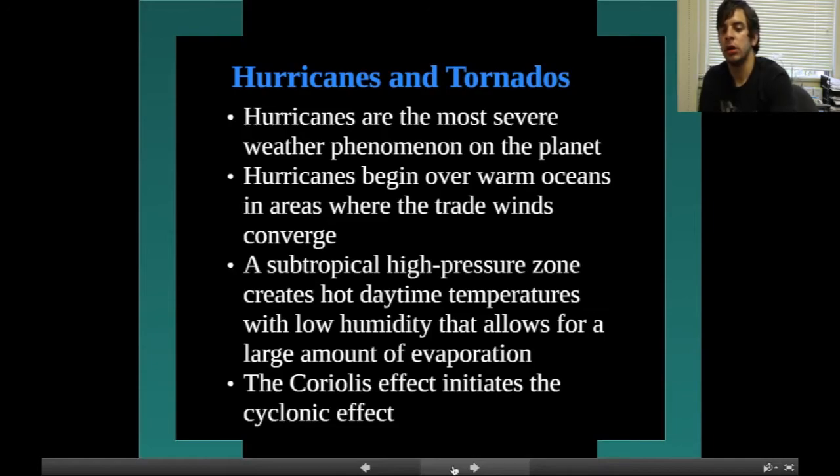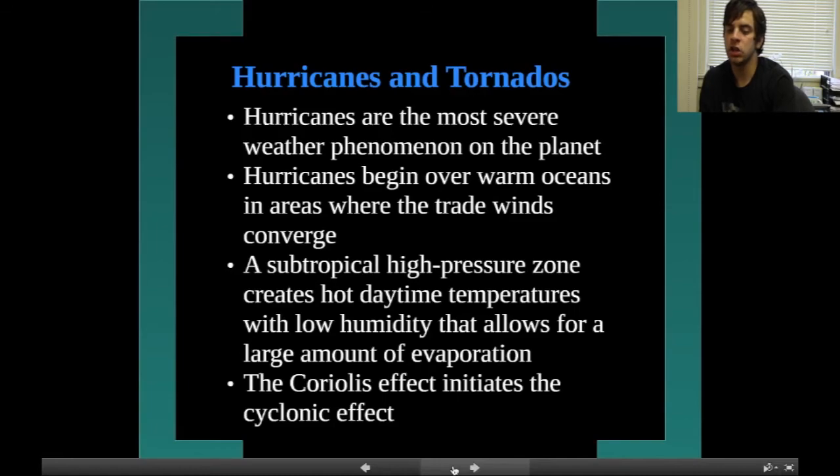Hurricanes and tornadoes. Hurricanes are the most severe weather phenomenon on the planet. They begin over warm oceans in areas where the trade winds converge. A subtropical high-pressure zone creates hot daytime temperatures with low humidity that allows for a large amount of evaporation.